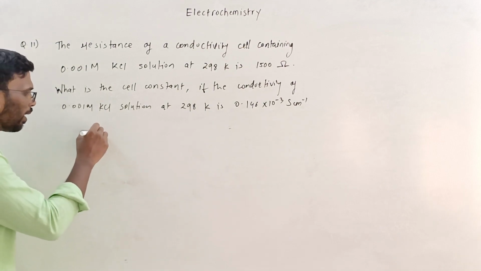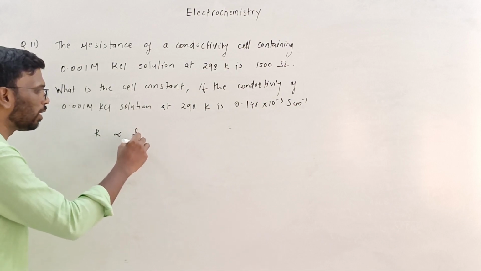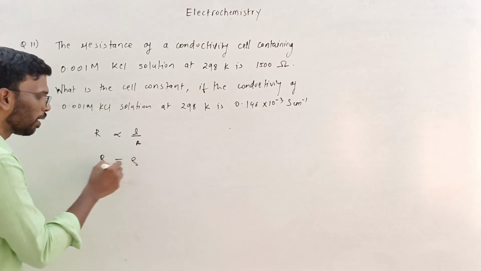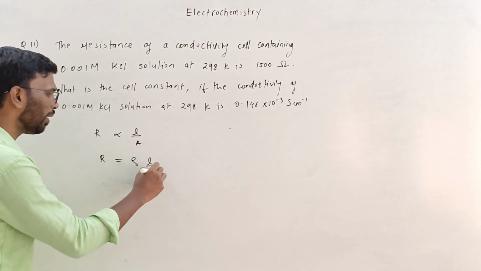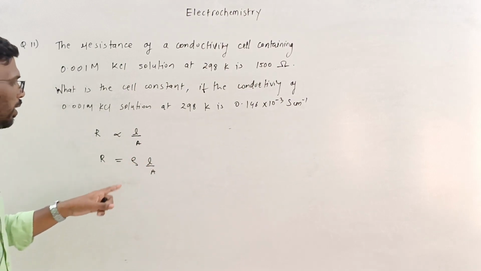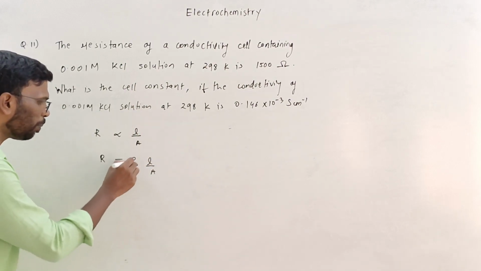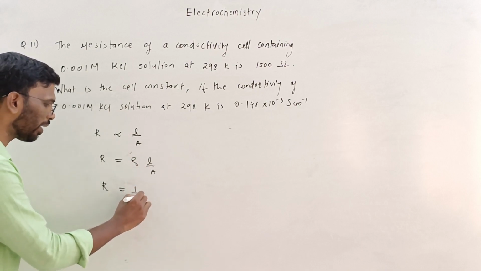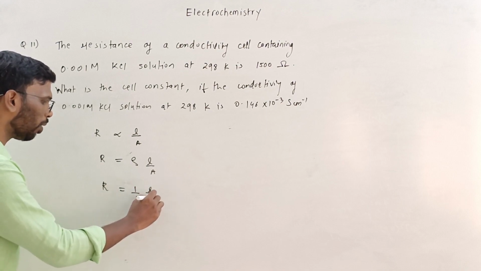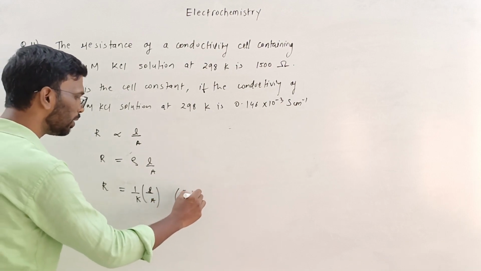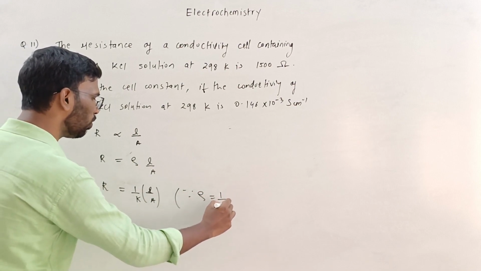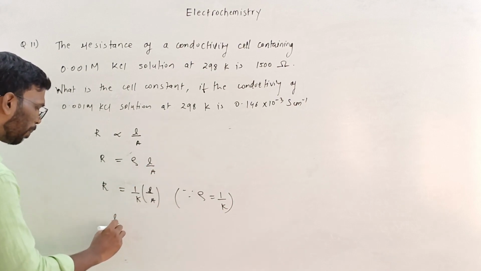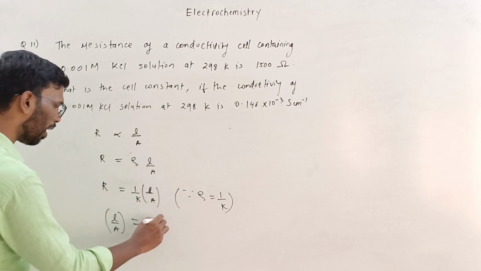We know that resistance is directly proportional to length and inversely proportional to area of cross section. If I want to remove this proportionality sign, I will put a constant, the resistivity rho. Rho is not given. What is given is conductivity. What is the relationship between resistivity and conductivity? They are inverse. So can I write it this way: R equals 1 over conductivity into l by A? Since resistivity is the inverse of the conductivity, I am writing this. So what do we need to find? The cell constant. What is the meaning of cell constant?